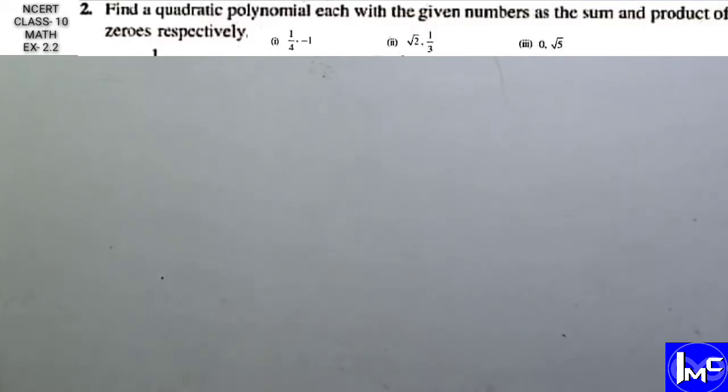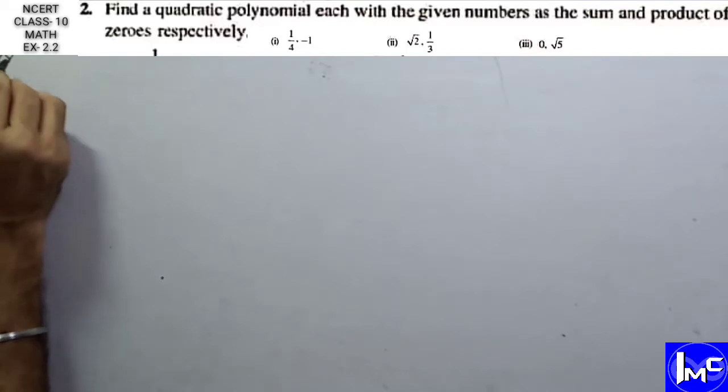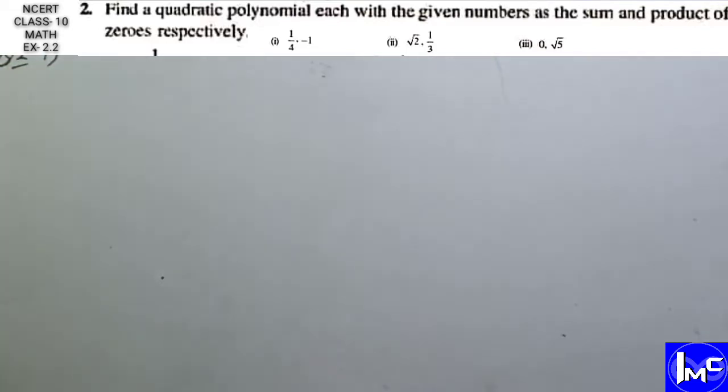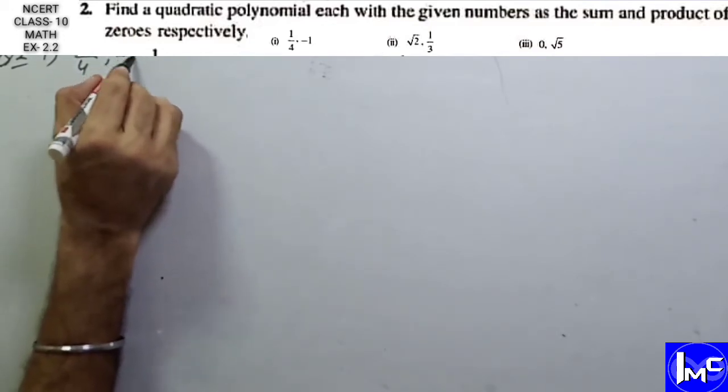Hello students, today we are going to start question number 2 of exercise 2.2, which is related to finding the quadratic polynomial when the sum and the product of its zeros are given. First part of exercise 2.2 question 2 is 1/4 and 1.